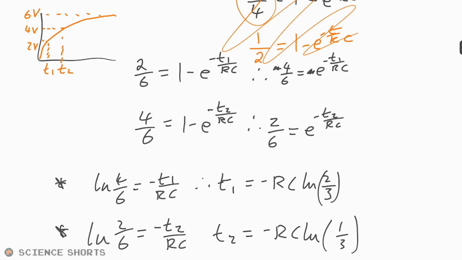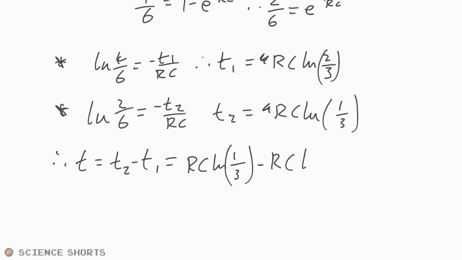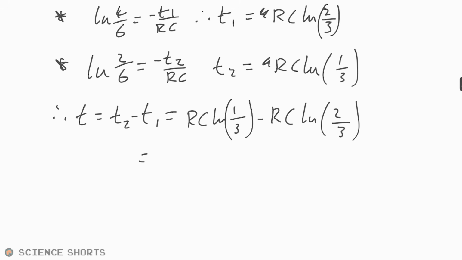We're just looking for the difference. Doesn't matter which way around we do it. So therefore, the time is going to be T2 take away T1. And so that ends up being, again, we don't really need the minuses. We're just looking for a difference, so it's all good. So RC log 1/3 take away RC log 2/3. And so that's equal to, factorizing, RC times log of 1/3 take away log of 2/3.